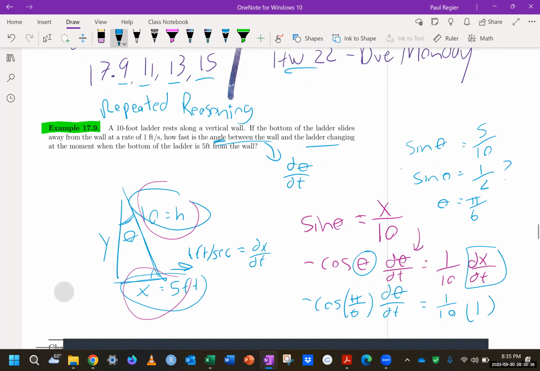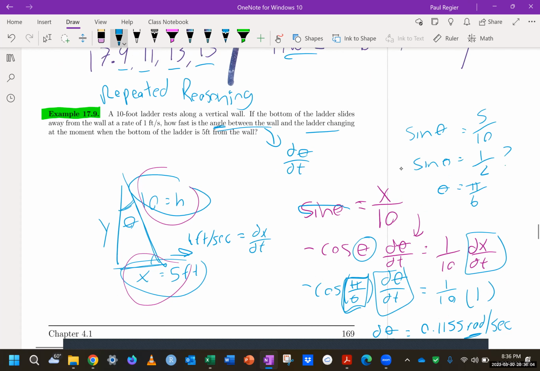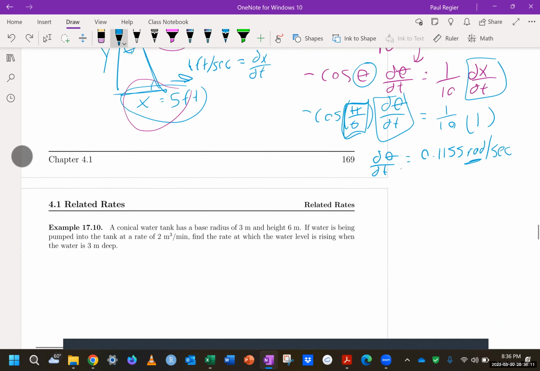Now I have an equation that I can solve for d theta over dt. And what I got when I solve that is 0.1155 radians per second. That's in radians because I'm using radians, so make sure you have your calculator set for that. That's an example that will be useful later on for some other problems. We can use trig situations to set up our problem. That's question 9.